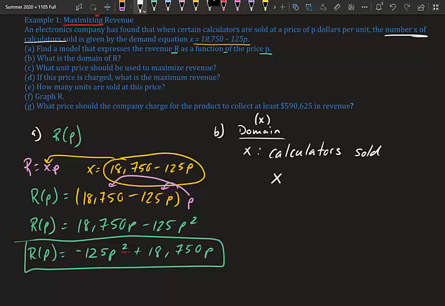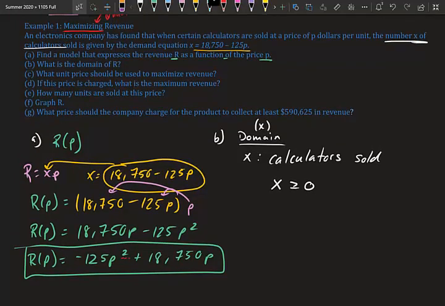Can we sell negative calculators? No. Can we sell 0 calculators? Technically, but you can't sell negative. That's impossible. I can sell nothing, but I cannot sell negative things. In the real world, I can't sell negative things. So we need to know what's going to make X greater than or equal to 0. And selling comes from the demand. So from the demand, we want to know what makes the demand greater than or equal to 0.